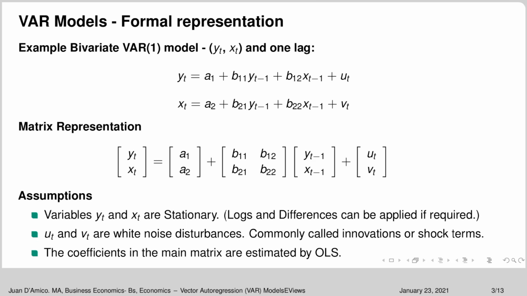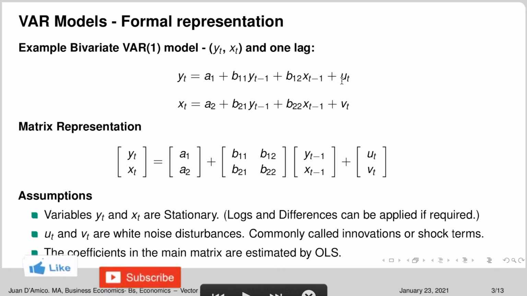This is an example of a bivariate VAR because it contemplates two variables such as y and x, and it contains one lag. That's the reason why it has a 1 here in brackets. So as I have explained before, we have two equations. We have a constant term here. Here we have the lagged values of the variable yt, and then we have the lagged values as well of the variable xt. So yt is going to be explained by a constant, its own past values, the past values of the other variable in the model, and the uncorrelated error term.